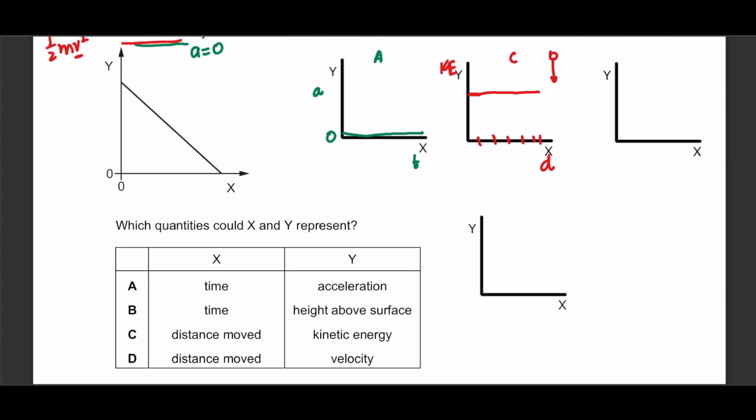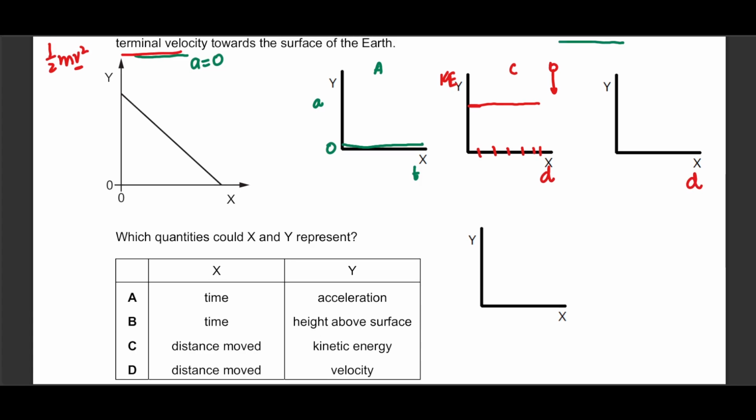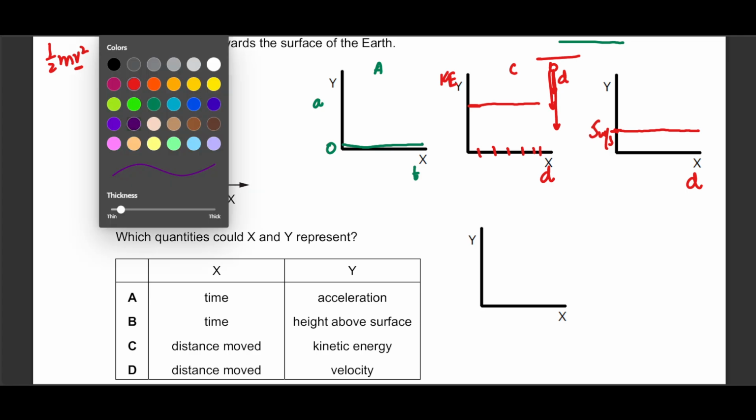Same thing happens with option D. This is the distance moved if it was released. The distance is going to keep increasing as it moves down. Even in this case, the value of velocity would still be constant because it's at terminal velocity. It's not changing. Whatever, let's say 5 meters per second it is falling, it will maintain that until it hits the ground. These are the graphs for the rest of the options.